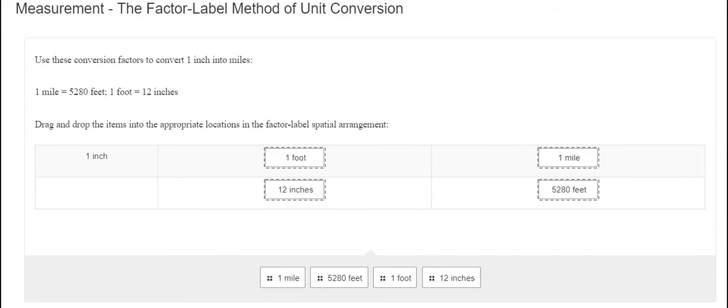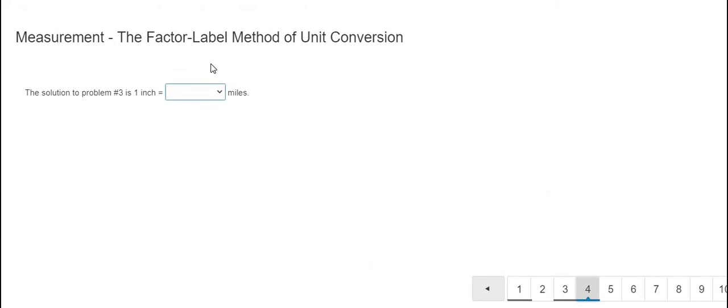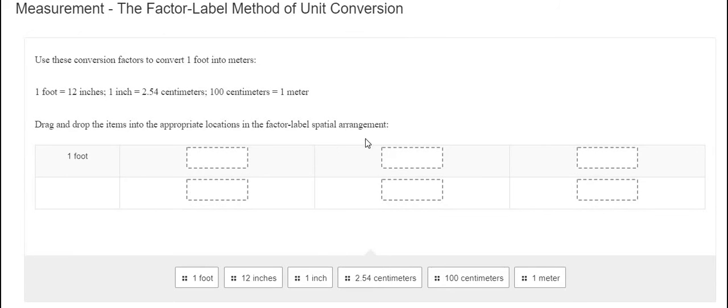Okay, so let's go look at the next problem, and if we do the drop down, we see that the answer that we got is one of the choices. So let's go to the next one.